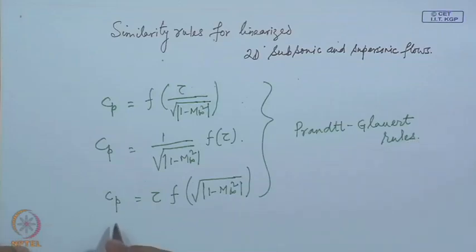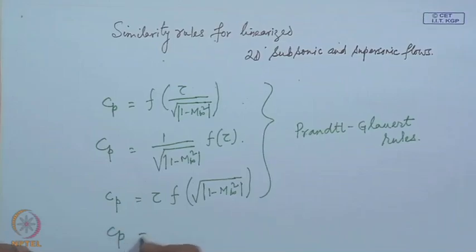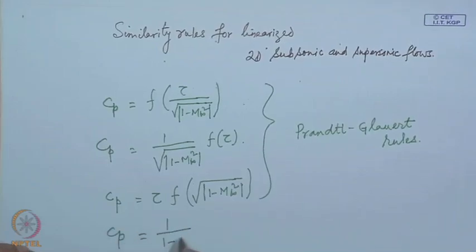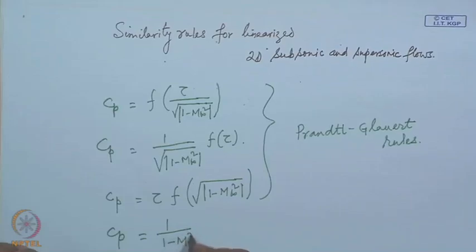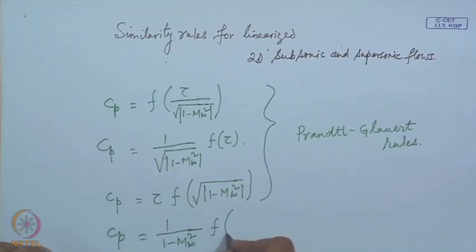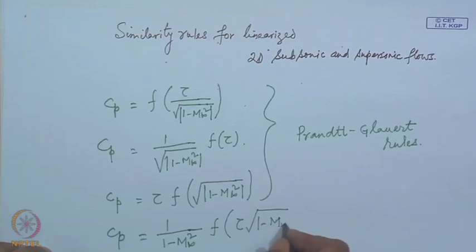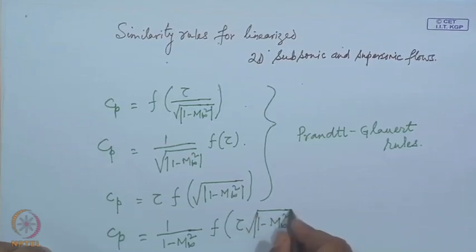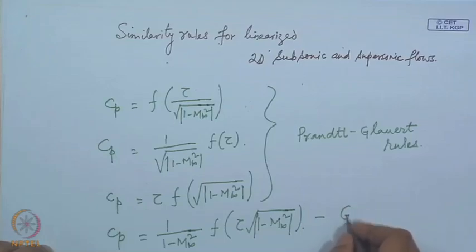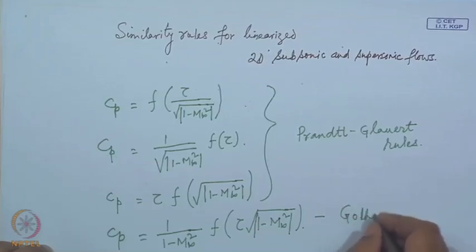We also had a Gothert rule which gives C p as 1 by 1 minus M infinity square function of tau root over 1 minus M infinity square, which is called the Gothert rule. Now, let us see what these rules in particular say.